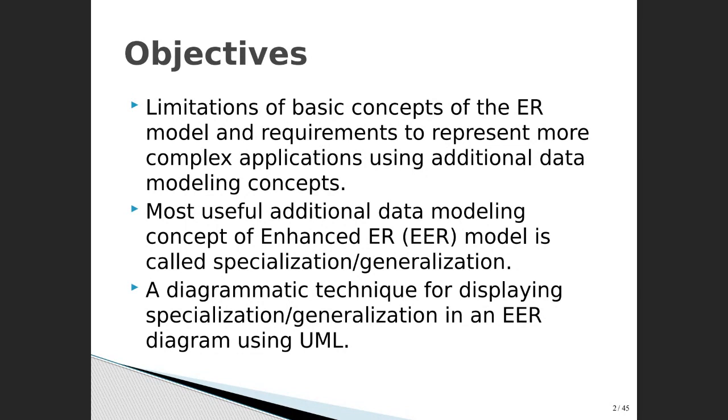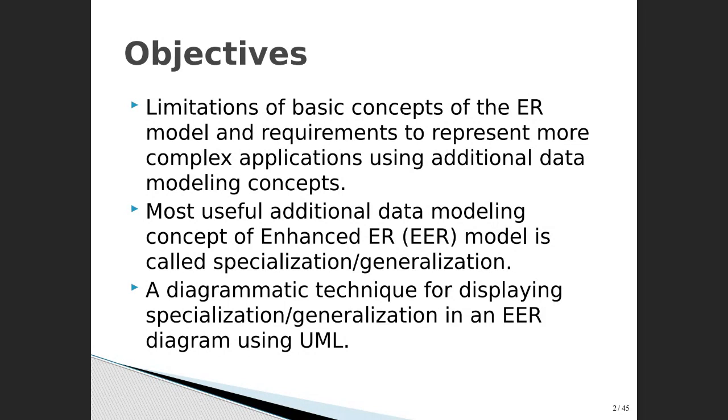So this chapter's main objectives are limitations. We are going to focus on some limitations of the ER diagram or ER model and why we need to enhance it to become EER. Basically, this chapter will be about improving the entity relationship data model to become an enhanced entity relationship model. All right, so there are two main processes we need to focus on: specialization and generalization.